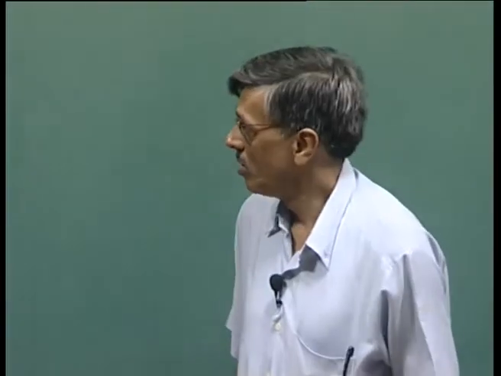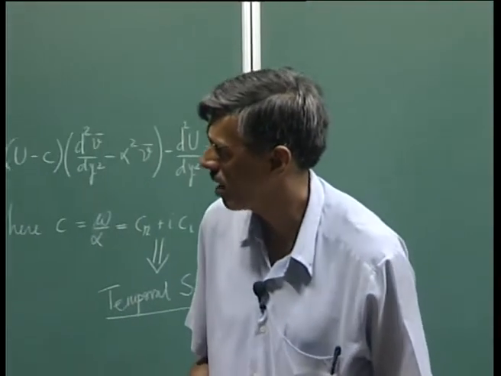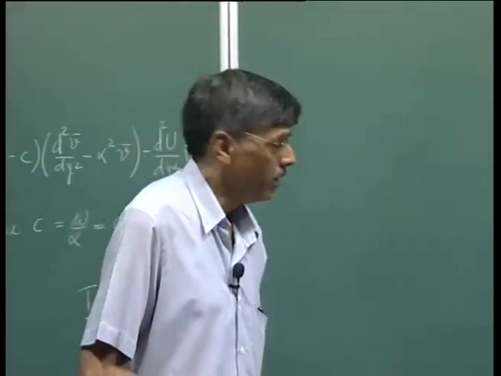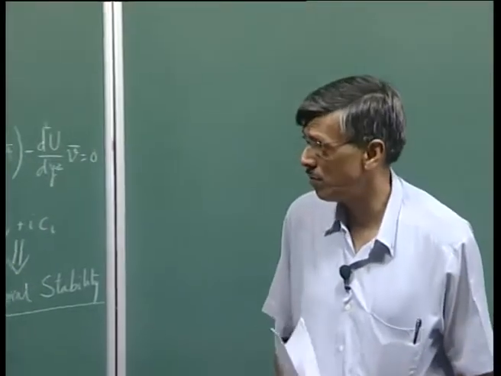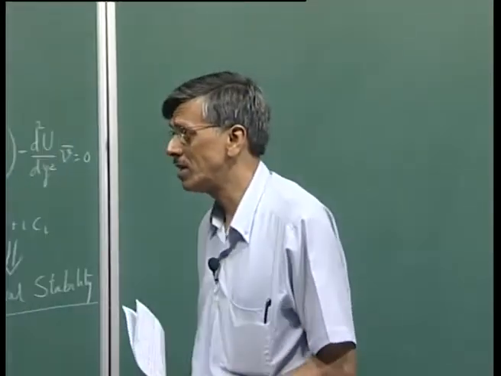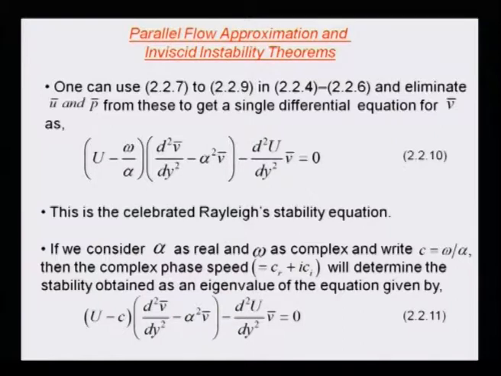Okay, so in the last class we discussed the instability of parallel flows, considering the disturbance quantities are governed by the inviscid equation, right, and we derived that equation, equation 10 on the board there.